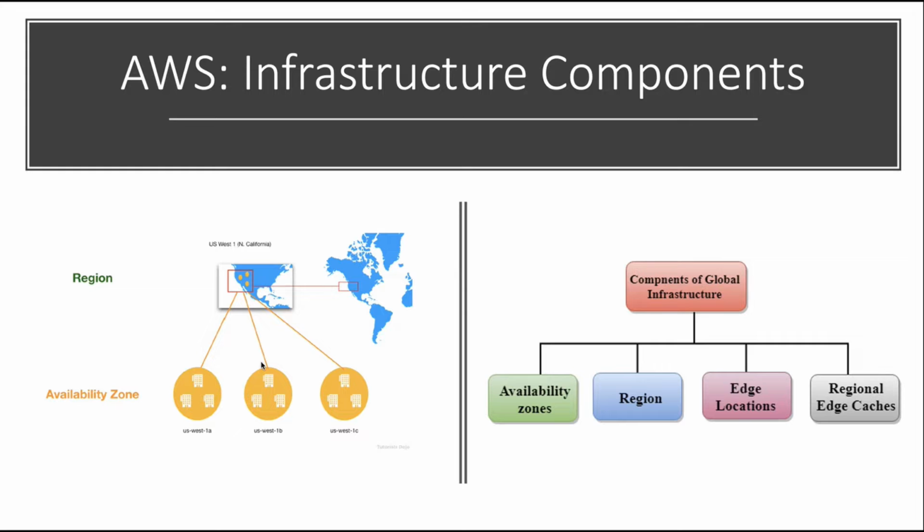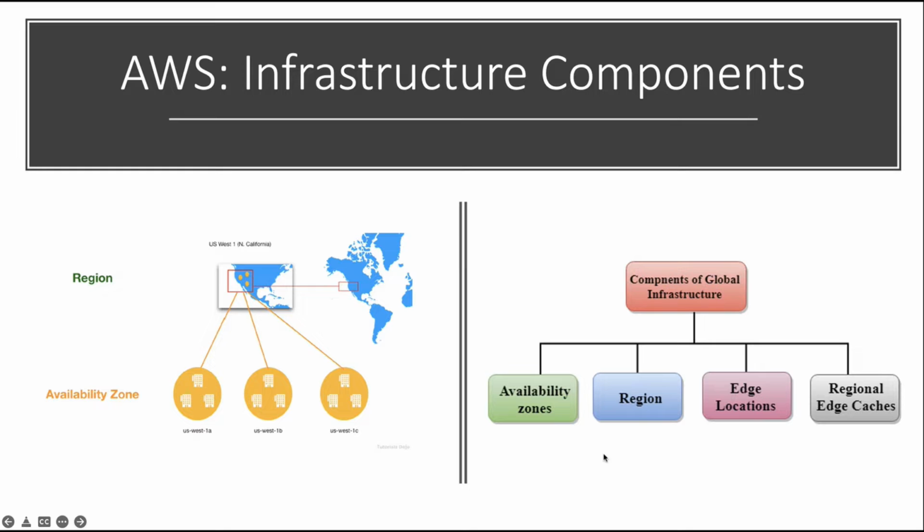So what are the typical components of infrastructure? Now we are aware of availability zone and region. What are these other two? Edge locations and regional edge caches. We'll see these, but understand that these are the 4 different classifications of infrastructure components when it comes to AWS. Now, this may be different for other cloud providers.